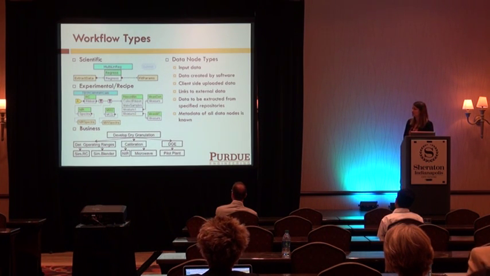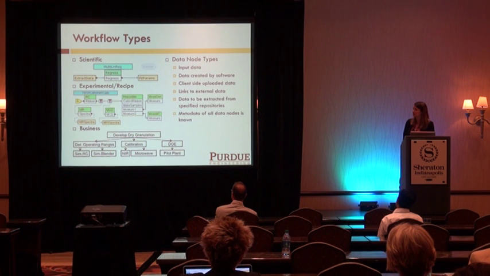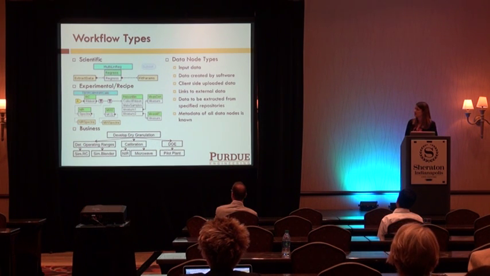So there are different workflow types. Mainly, I will talk about the scientific and experimental workflows. And in the scientific workflow, you can extract data and then run your model. In this case, it's shown as the multilinear regression model. And then you can get the data created by the software. And in experimental workflow, you can define your experiment as a workflow, as a graphical network.